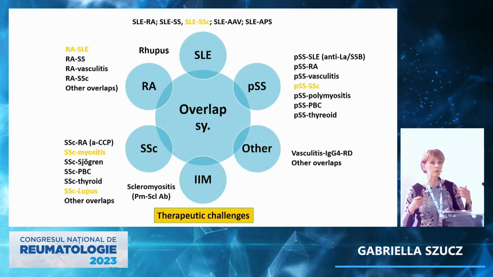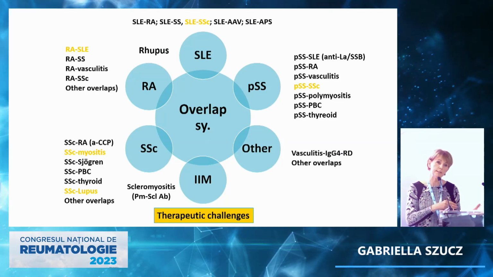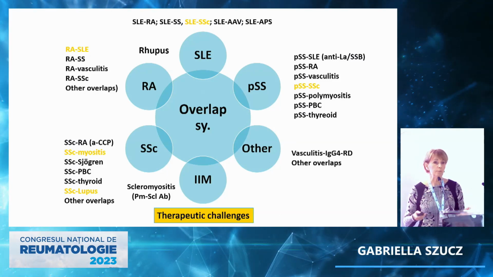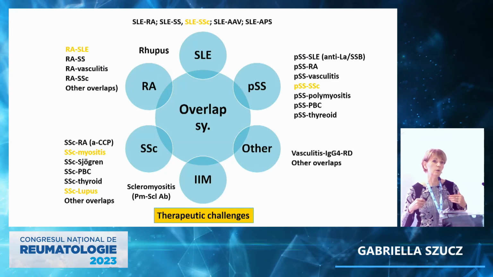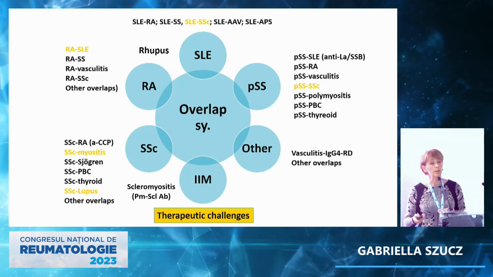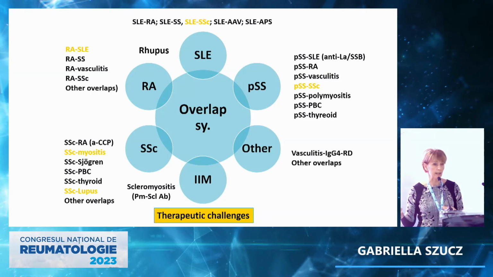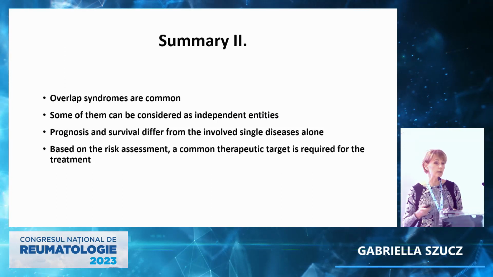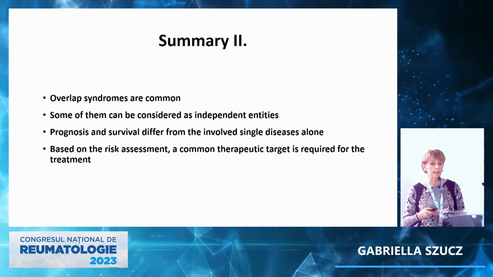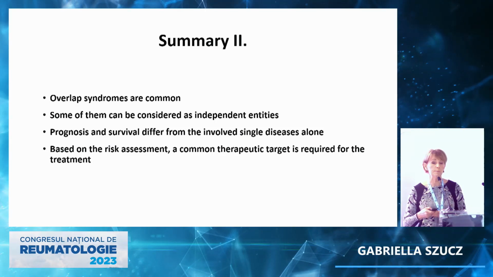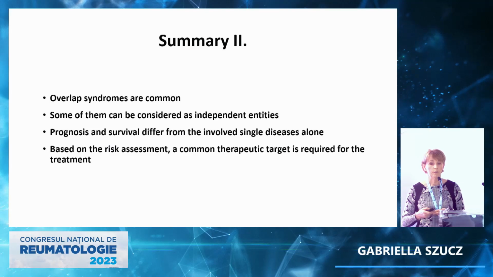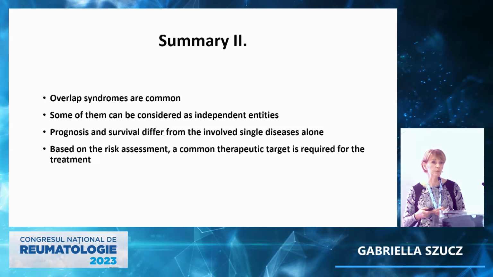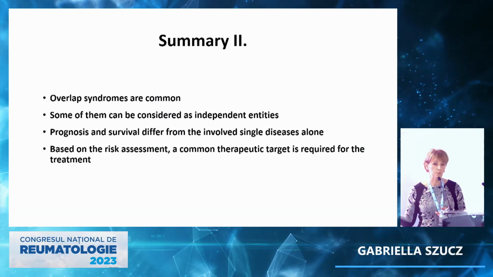We don't know whether biological agents that are efficient in one disease are really efficient in the other disease also. For example, TNF blockers may be used for RA, but it's not so good if the patient has RA-SLE overlap. So be careful. And of course, in summarizing, overlap syndromes are common. Some of them can be considered independent entities. Prognosis and survival differ from the single disease alone. And based on risk assessment, we have to choose an optimal management for that patient.